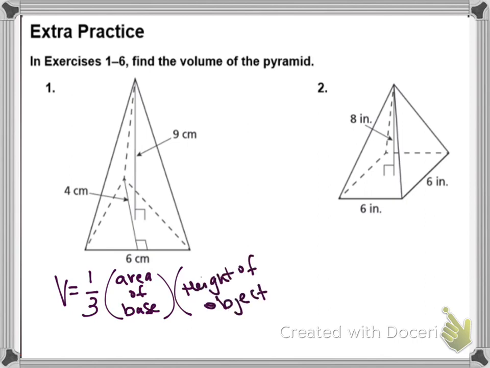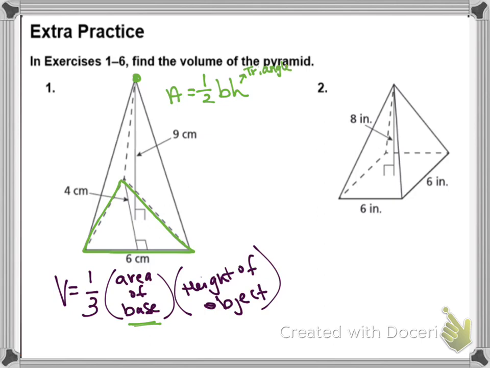So if you remember, there's only one base in a pyramid, and it'll be across from the top vertex. So we got a triangular pyramid here. To find the area of the base, we are going to use the area formula for a triangle, because our base is a triangle. So 1/2 base times height. Remember that this little h represents the height of the triangle only.